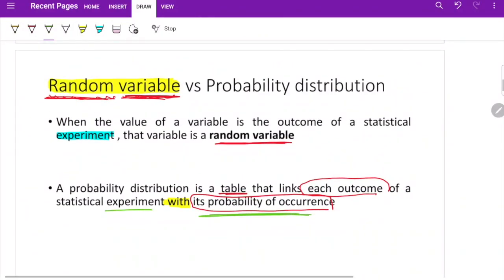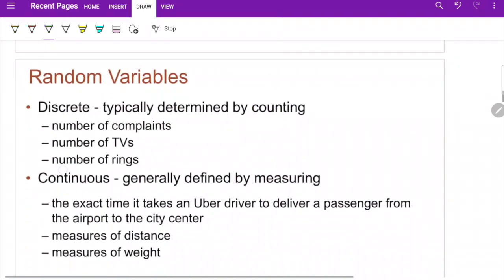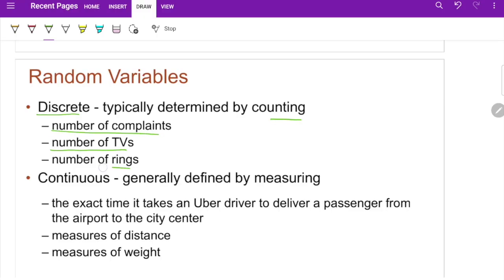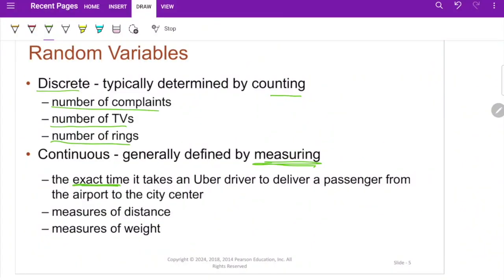This random variable can be discrete and can be continuous. It is discrete if it's determined by counting: number of complaints, discrete; number of TVs, discrete; number of rings, discrete. Continuous is generally defined by measuring, like the time it takes for something. The time is continuous. The distance is continuous. The weight is continuous, because as we said, between every two numbers you can still find another number. Every consecutive pair, you feel they are consecutive, but you can still find uncountable values between the two values. But in the discrete case, you can't.